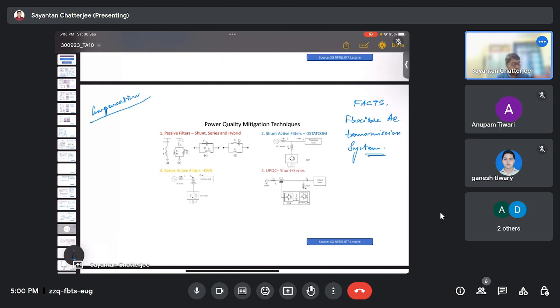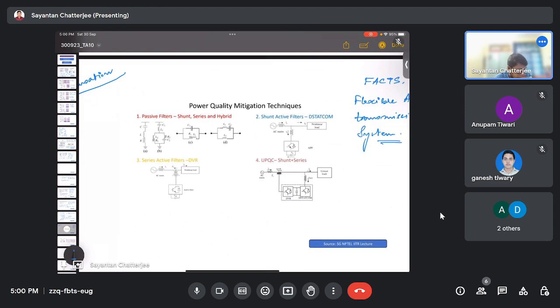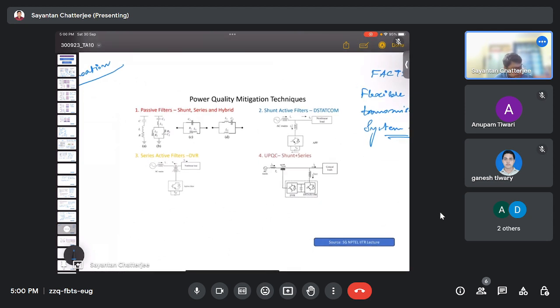For that we use various kinds of passive filters like shunt filters, series filters, hybrid filters. Then series active filters, and this is the unified power quality controller. This is DSTATCOM, both shunt and series modes of operation. UPQC, shunt active filters are connected in parallel. The series active filters are connected in series.